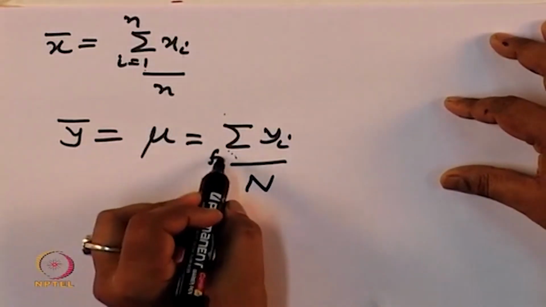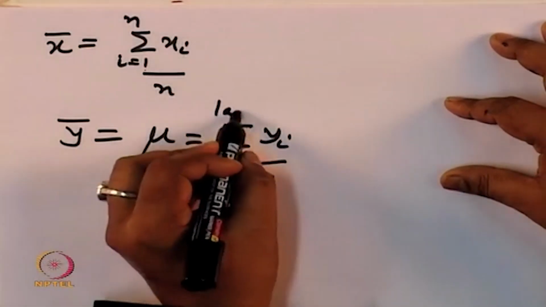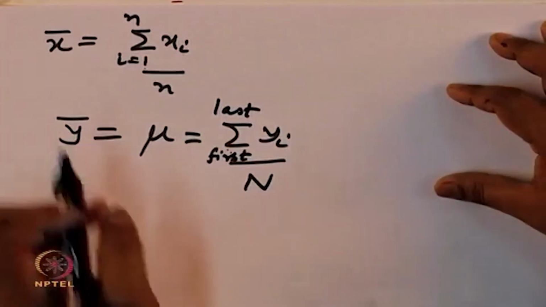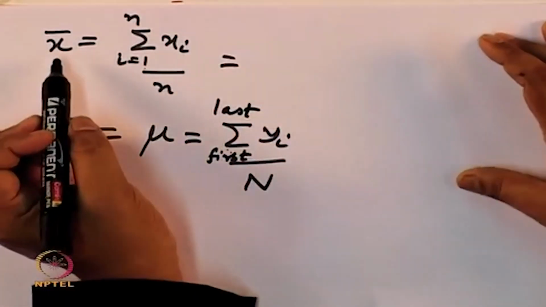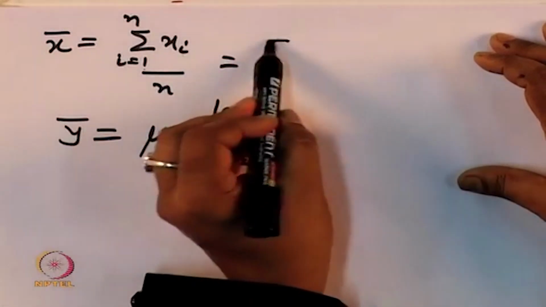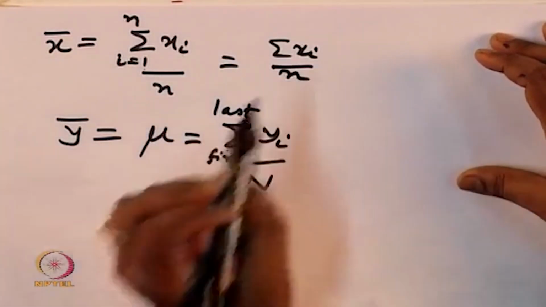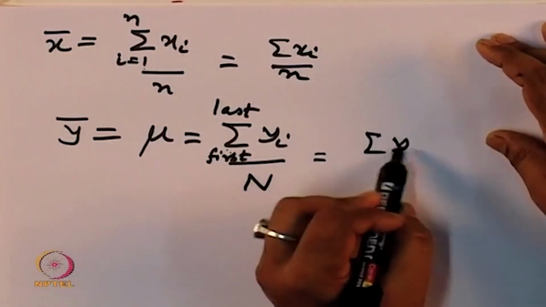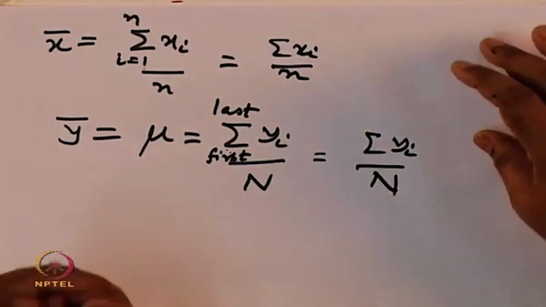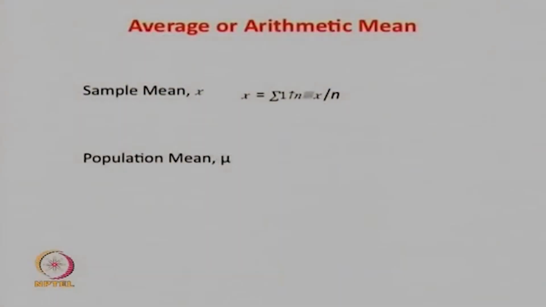So, this is from the first value to the last value. Okay. So, in simple speak I can accordingly simplify x bar as summation xi by n, and this is summation yi by capital N. Okay. So, now let us do some transformations, simple thing.